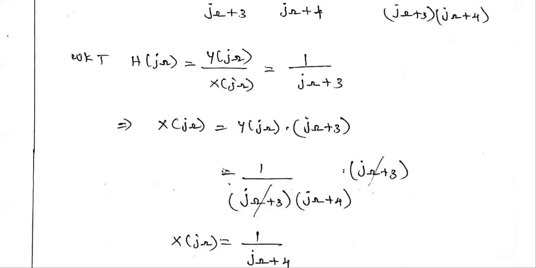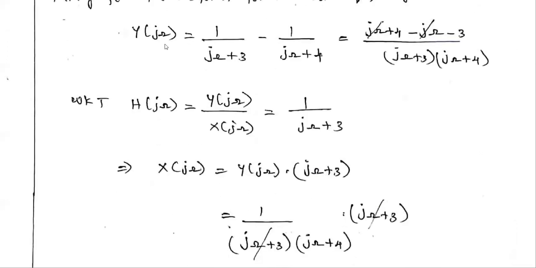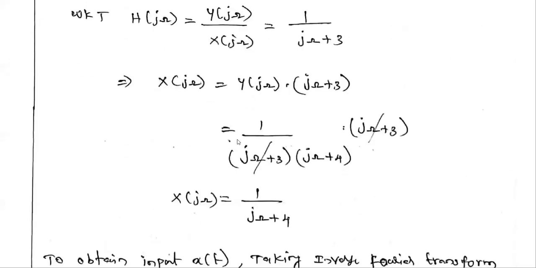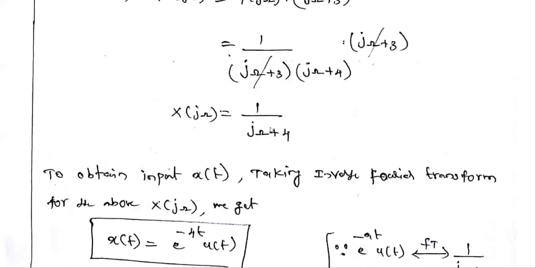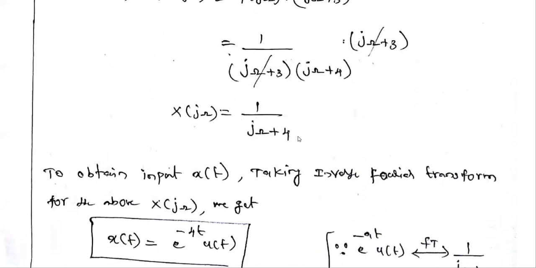What is Y(jω)? We derived it here: 4 minus 3 is 1, so 1 by these two terms. You substitute Y(jω): 1 by (jω + 3)(jω + 4) into (jω + 3). Here (jω + 3) and (jω + 3) cancelled. What is the remaining answer? 1 by (jω + 4). So the Fourier transform of the input, X(jω), is 1 by (jω + 4).